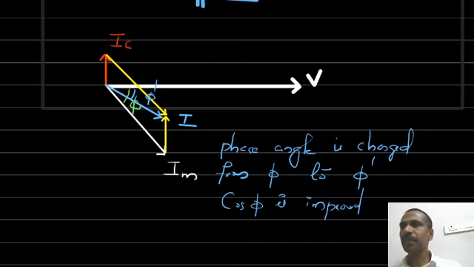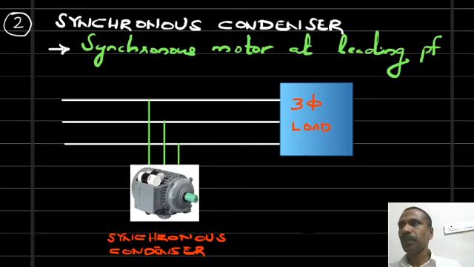Let's see the second method, synchronous condenser. You can assume a three-phase inductive load here. This can be an induction motor or any other inductive load. And this current is lagging in nature. Let it be IL. This is working at lagging power factor. Here instead of the capacitor bank, we use a synchronous condenser. It is a synchronous motor working at leading power factor.